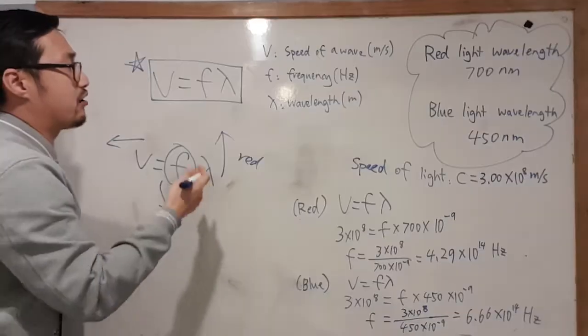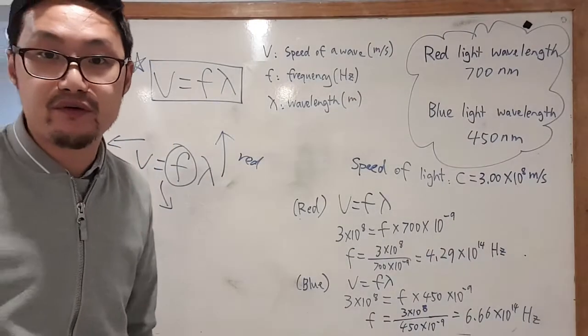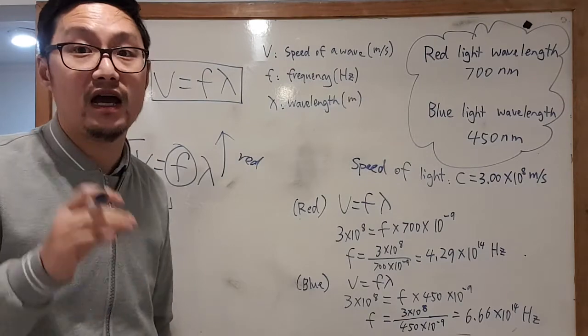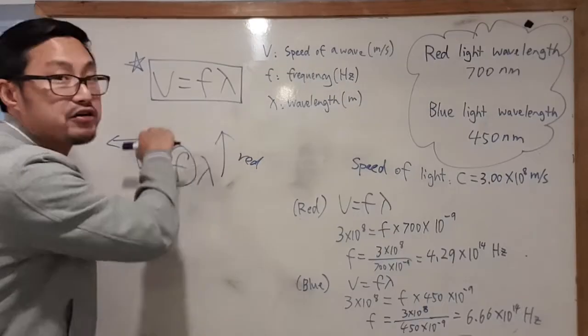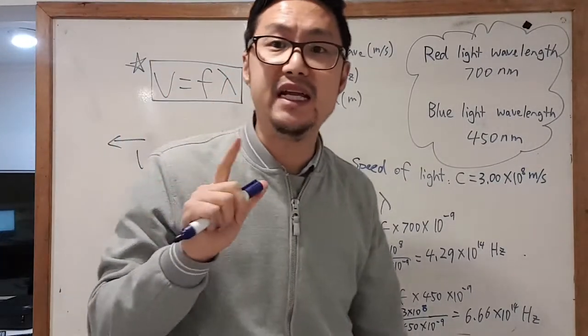Basically, we can use it to calculate. Once we know the wavelength, we know the frequency. Once we know the frequency, we know the wavelength, as long as we know the speed. Okay. If we don't know the speed but we know these two, we can calculate the speed as well. So commonly, speed is the one we know.